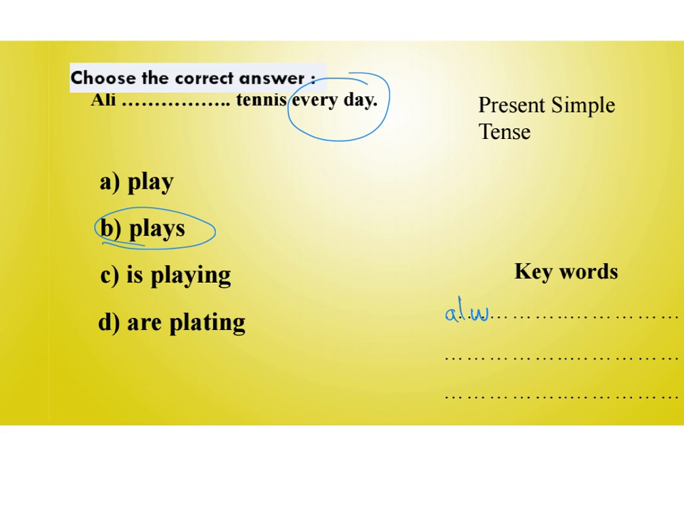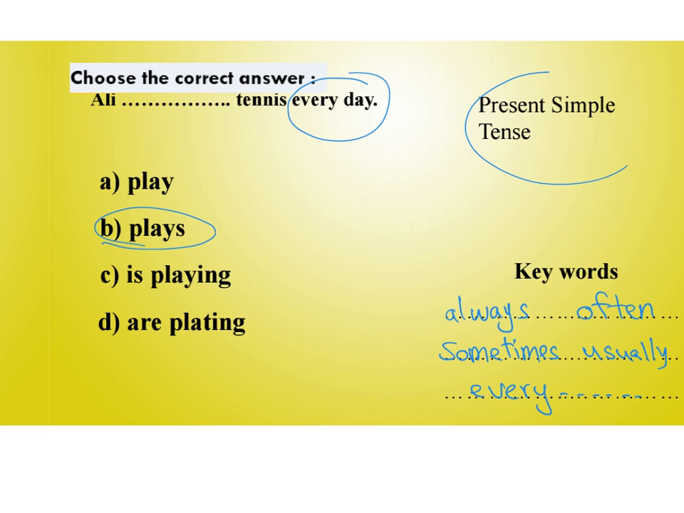Excellent. Always. What else? Often. Great. What else? Sometimes. Excellent. What else? Usually. Excellent. What else? Every. And so on. These are some of the key words that refer to the present simple tense.